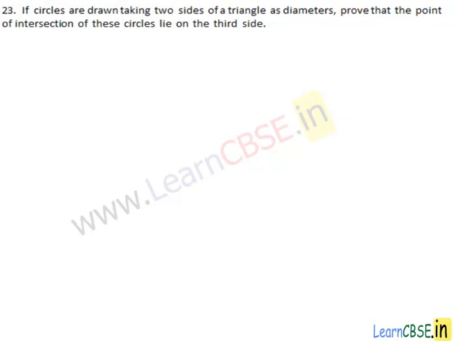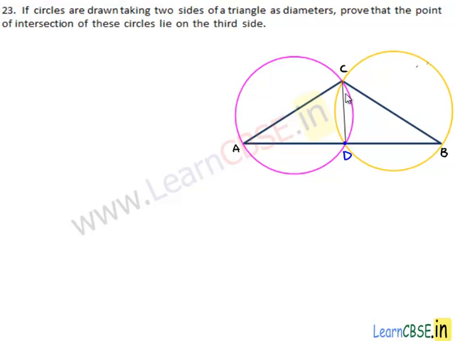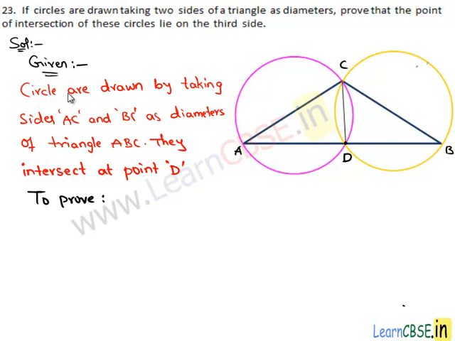So let's prove this. Here we have a triangle ABC and circles with diameters AC and BC. Let the point of intersection of these two circles be D, and when we join CD, we have to prove that D lies on AB. So here we note down the given data, and we have to prove that D lies on AB.